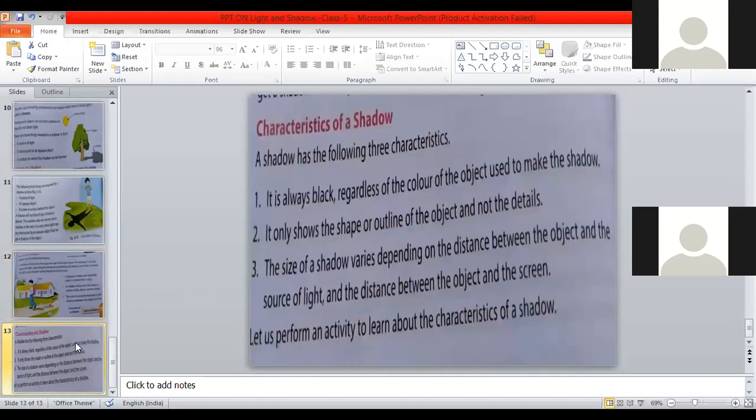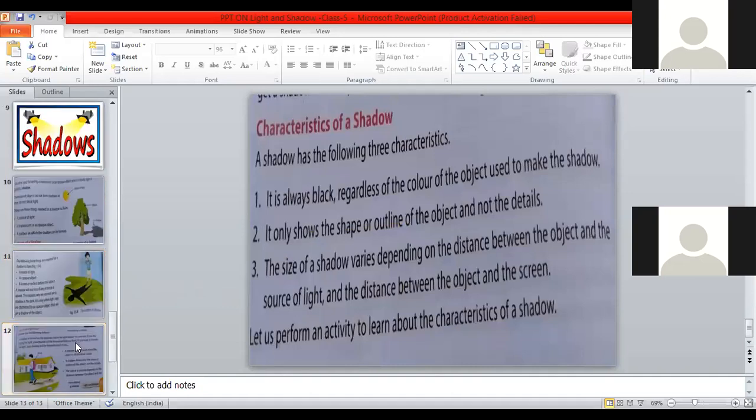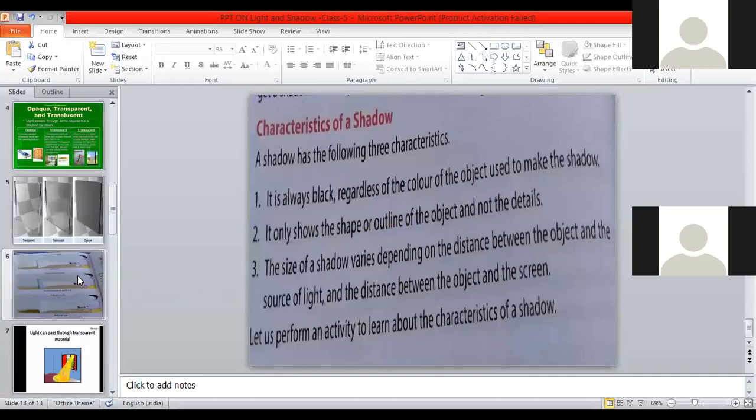Ma'am, a mirror is an example of transparent. A mirror is an example of opaque.